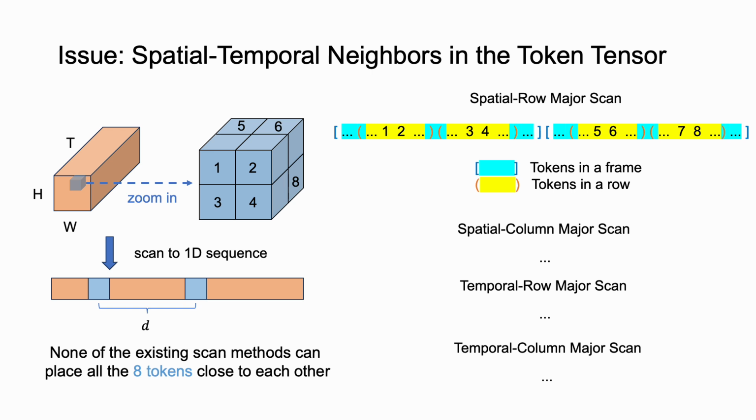Let's consider a 2 by 2 by 2 cube in a 3D token tensor. None of the existing scan methods can place all the 8 tokens close to each other in a single scan pattern. For example, the spatial row major scan can place the first 4 tokens and the last 4 tokens close to each other, but the distance between token 1 and token 5 is huge. This is due to the fundamental limitation that a single token can only have 2 adjacent tokens in the 1D sequence, while each token in the 3D tensor has 6 adjacent tokens: front, back, left, right, bottom, and up. The larger the tensor is, the larger the average distance between the 8 tokens will be.